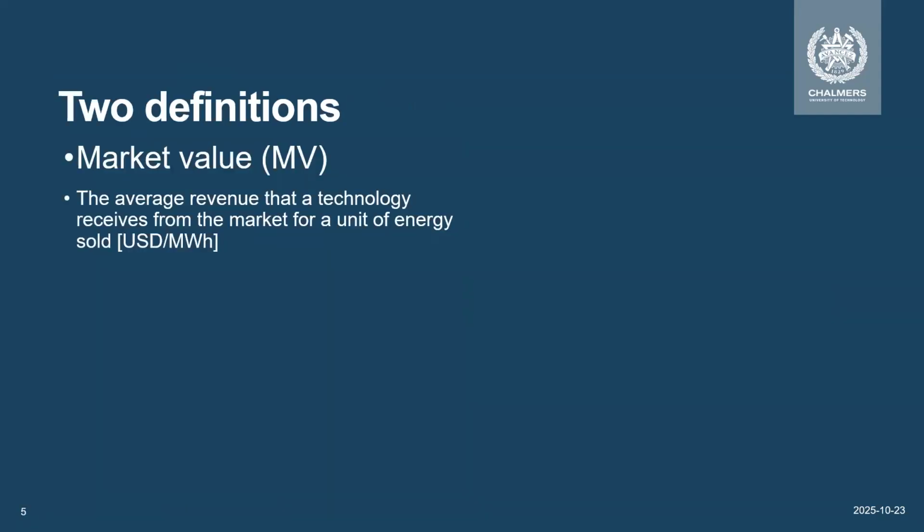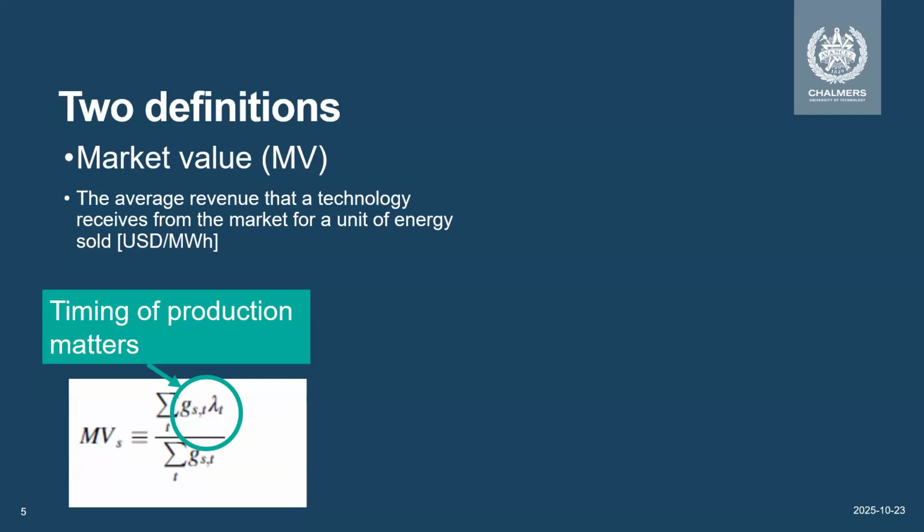So, two definitions of things I'm going to talk about. I'm going to talk about market value. Market value is the average revenue that a technology receives from the market for a unit of electricity. This is the definition of market value in mathematical terms. And what I want to point out is that, just like we saw with the solar cannibalization, the timing of production matters. So it's the timing of my production times the electricity price at that time.